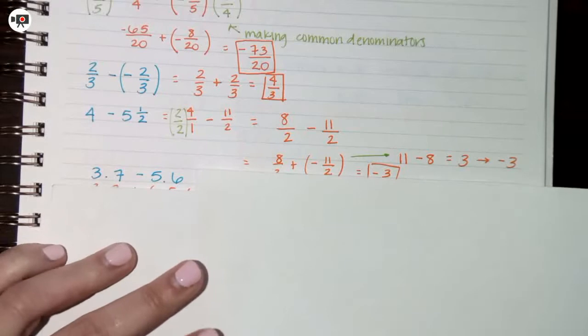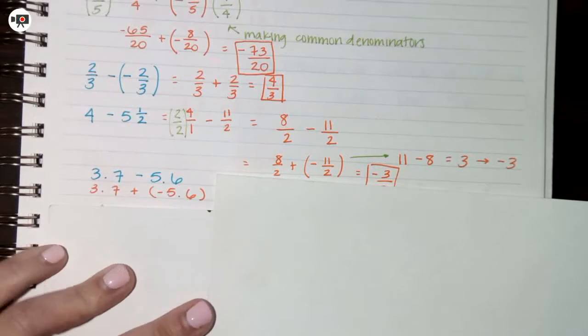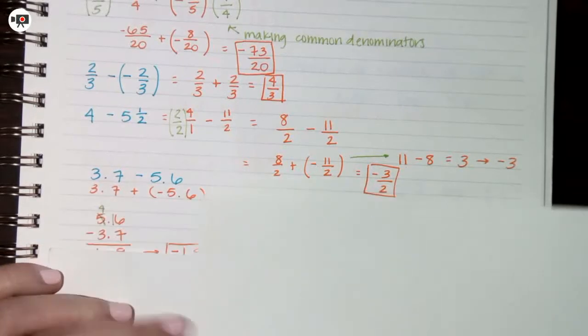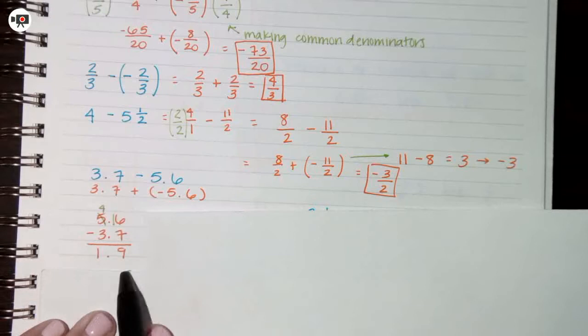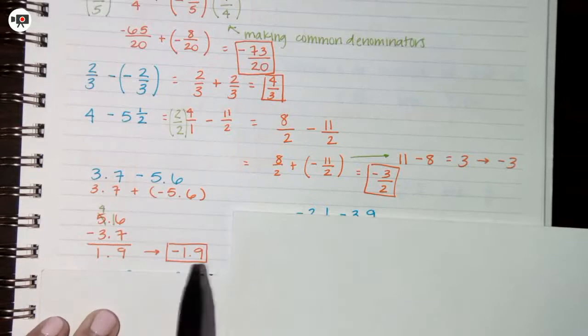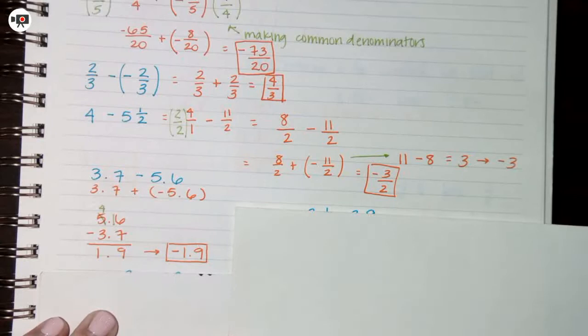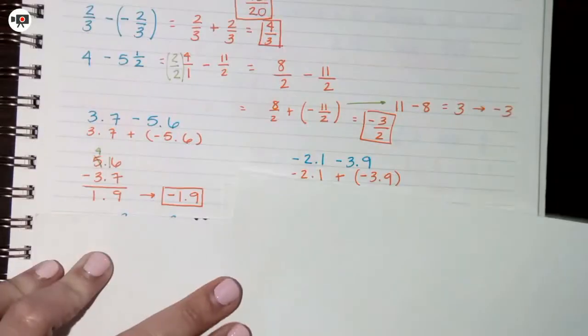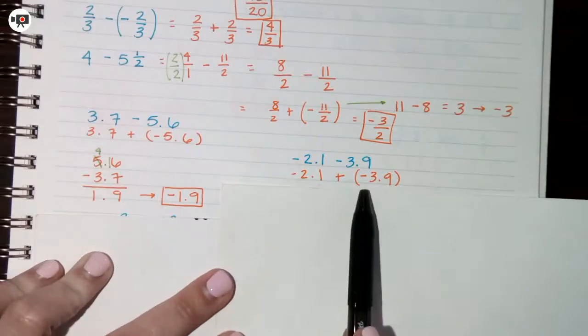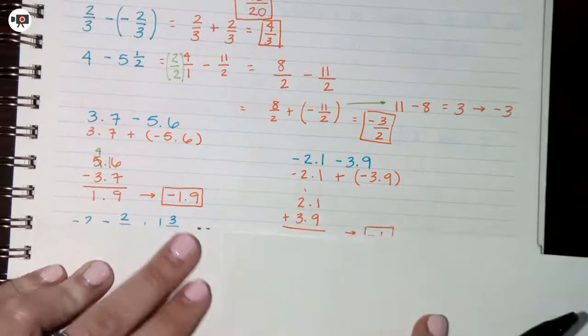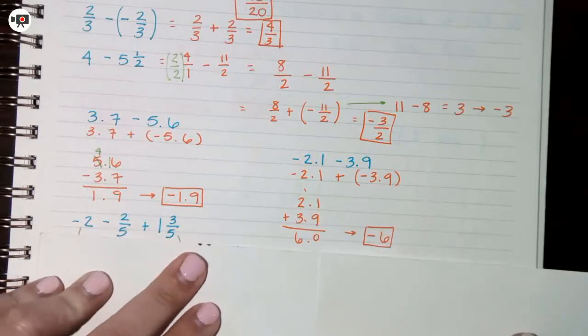3.7 minus 5.6, I'm going to add the opposite, which means they have different signs, so I'm going to subtract, and the answer has the same sign as the larger absolute value. Negative 2.1 minus 3.9, add the opposite. These have the same signs, so you add their absolute values, and the answer is negative.